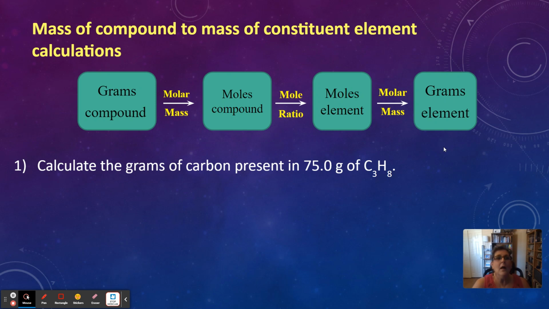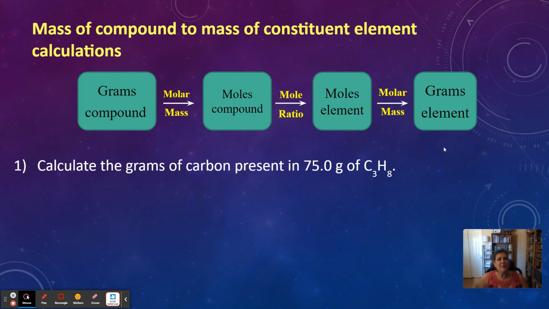Why are we doing it this way? Well, you can't go into a laboratory and measure out moles, can you? The balances are not for moles. The balances measure grams in a science laboratory, not pounds, but grams. So we typically will start with grams and we'll want to end with grams because that's what the balance can measure out in a laboratory.